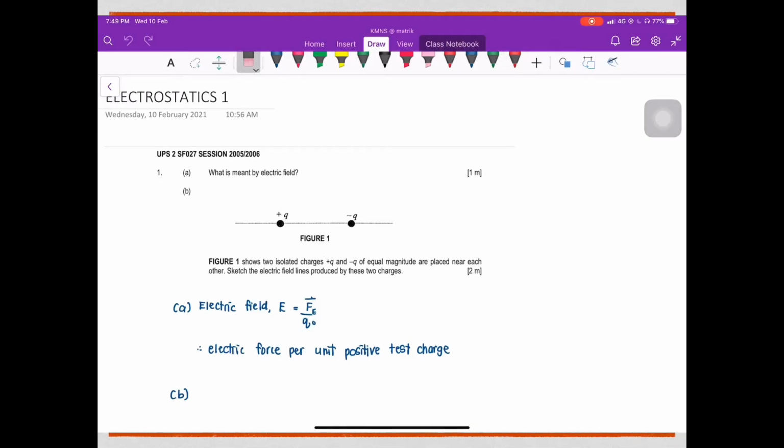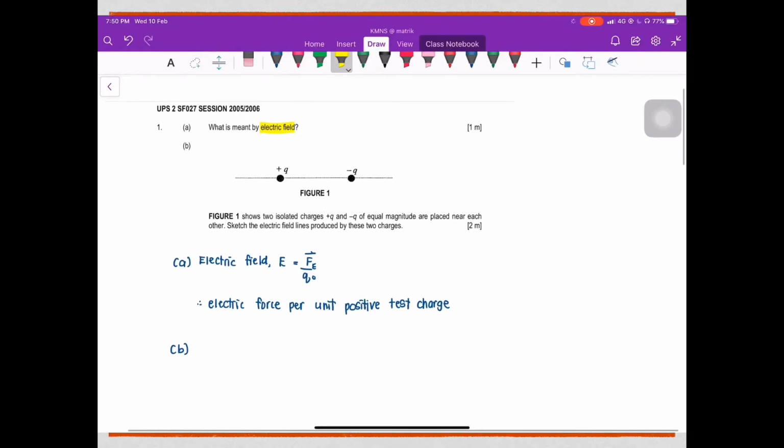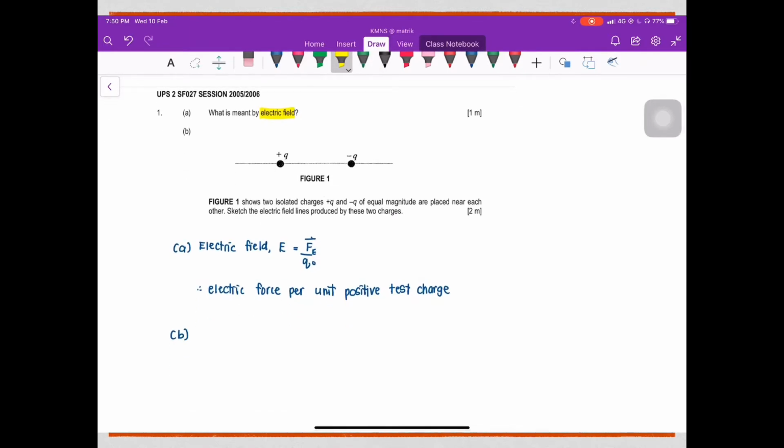Question number 1. What is meant by electric field? Electric field can be defined as electric force per unit positive test charge. So this is the definition of electric field.